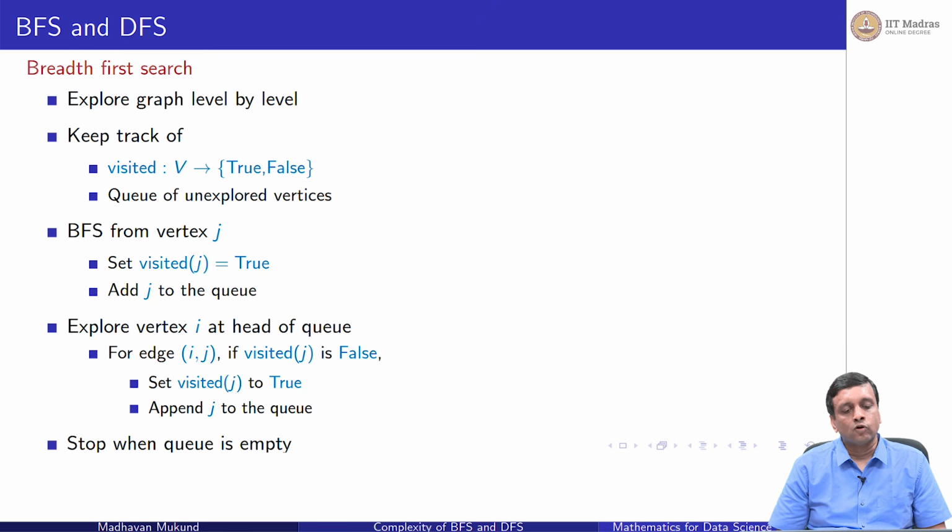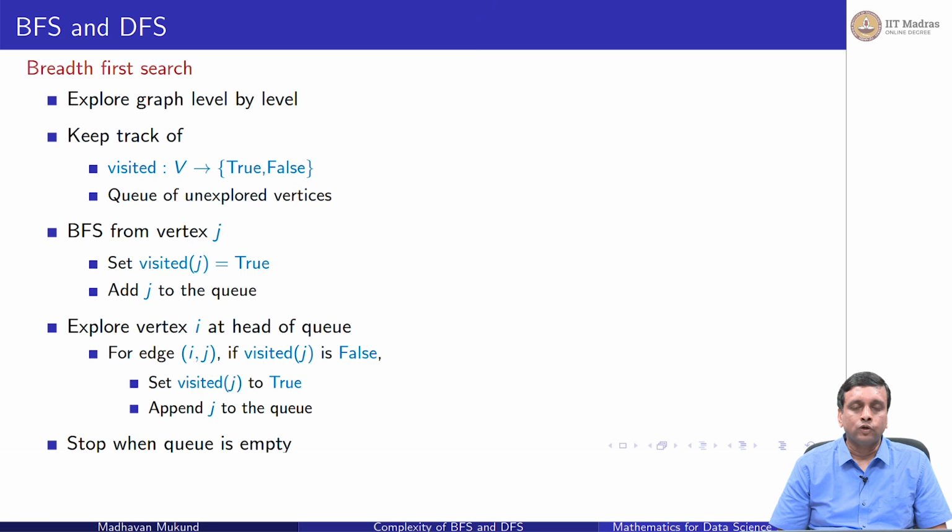So BFS explores a graph level by level. We maintain two pieces of information. We maintain this flag called visited, which indicates whether a vertex has been visited or not. And we keep this queue of unexplored vertices. So initially we mark all vertices as unvisited. We start from a vertex j. So we start by setting its value of visited to true, add j to the queue, and then we repeatedly process the queue.